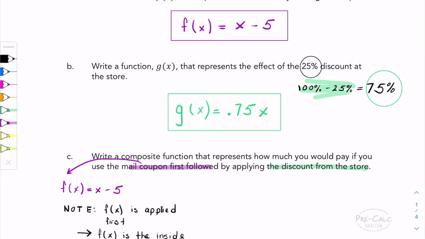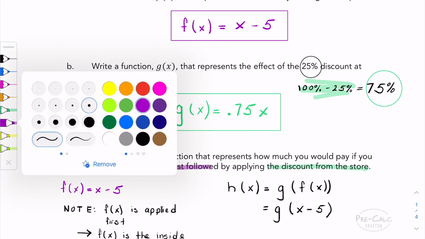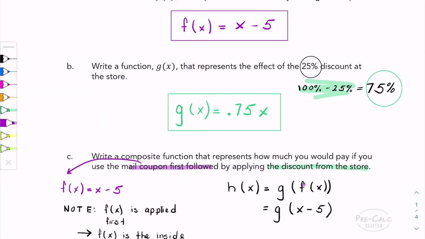Okay, I'm going to label this h of x. You could pick whatever you want, but I'm just going to use h of x. H of x tells us that we're going to use f of x as our inside function. So it's going to be g of f of x, which is the same thing as the g function evaluated at x minus 5. F of x is this function here. That's where I replace that.